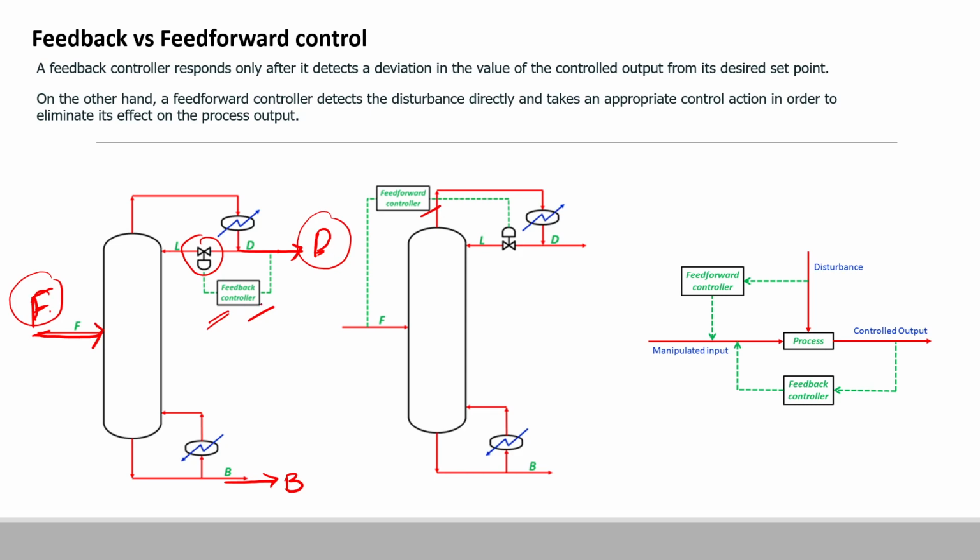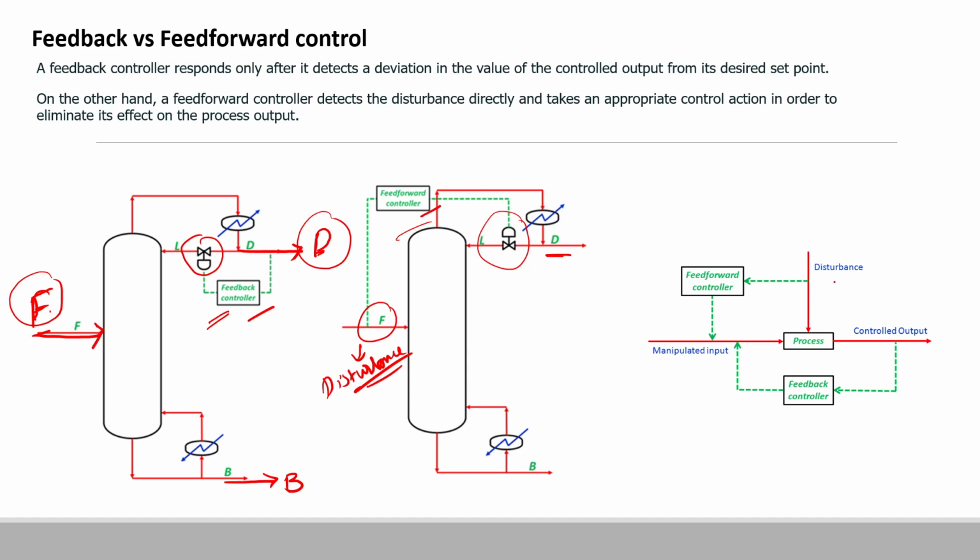The other approach is to control the outlet of the distillate by directly measuring the disturbance. This feed flow rate is the disturbance, so we are monitoring the disturbance. Then on the basis of the prediction model or any simple model, we can know its effect on the outlet flow rate, and correspondingly we can change the control valve opening in order to control the flow rate of the distillate. This is known as the feed forward controller.